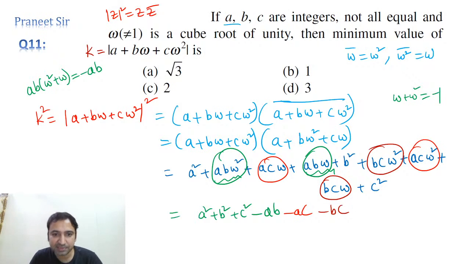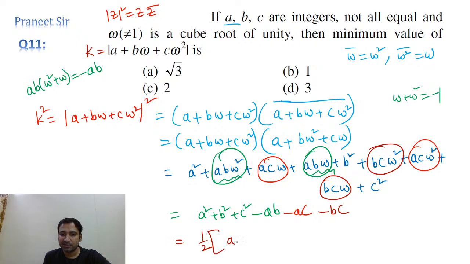Final expression is this. And now tell me, how can we simplify this? Can we write it as 1 by 2 times A minus B whole square plus B minus C whole square plus C minus A whole square? Can we write it like this?